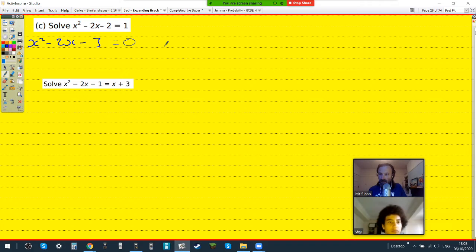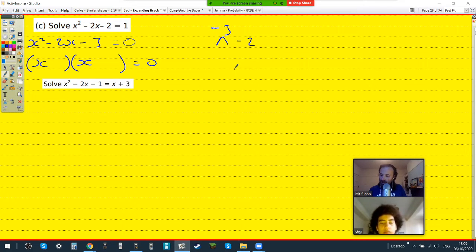And then factorize. Do you remember how you do that? Turn it into two brackets, double brackets. So the first bit will be x and x. Then you need two numbers that multiply to make minus 3 and add to make minus 2. And if you like, you can ignore the minus until the end.